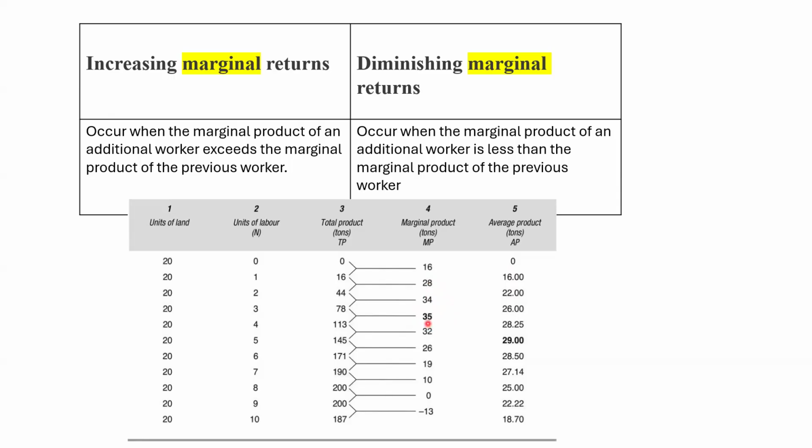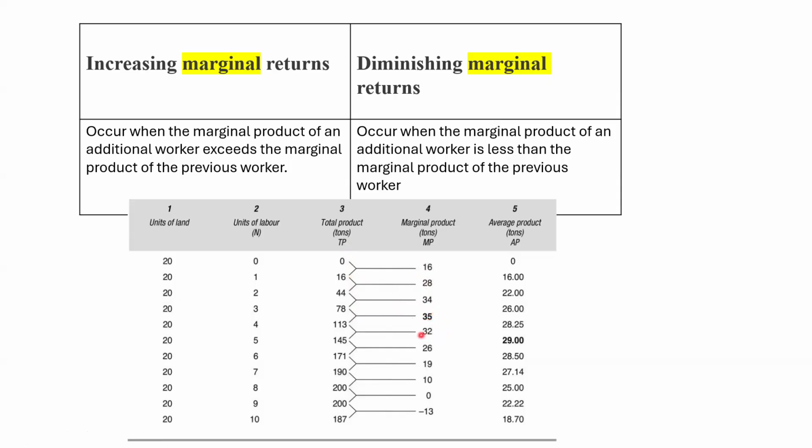We hire another person here, the fourth worker now. By employing her, you can see that the marginal product has also increased from 34 to 35, right? So our total products are increasing at an increasing rate because even the extra output that we're getting from employing this additional worker is increasing, right? So we say, okay, we can still employ more people then because our marginal product is also increasing.